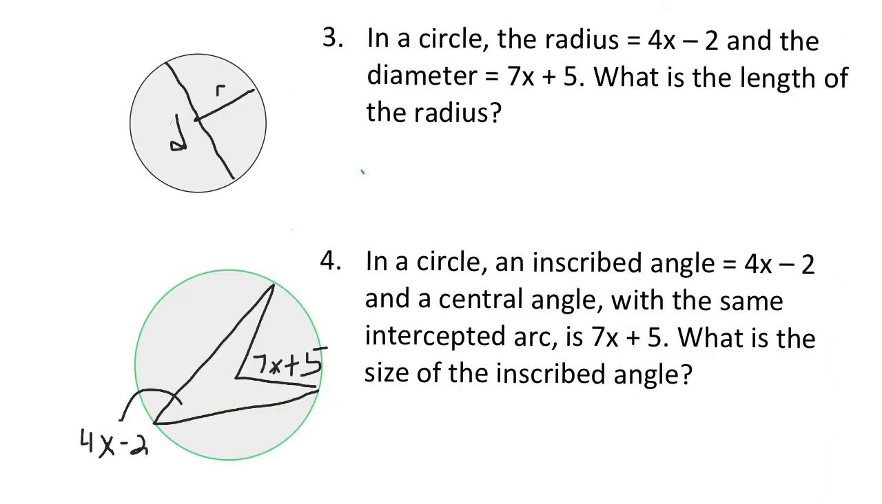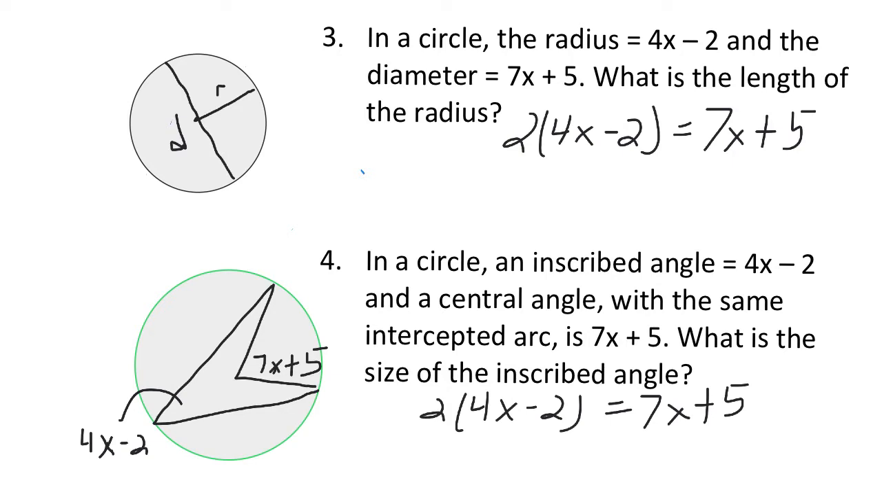In the next two problems, numbers 3 and 4, in each case we have two things, radius and diameter, and the diameter is twice as long as the radius. Inscribed angle and central angle. And the central angle is twice as big as the inscribed angle.